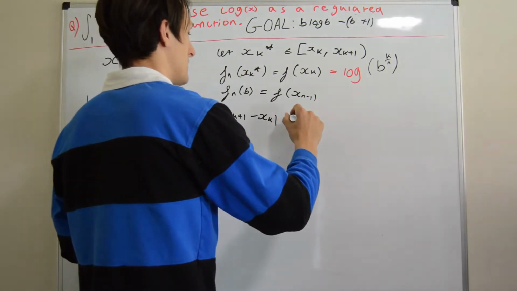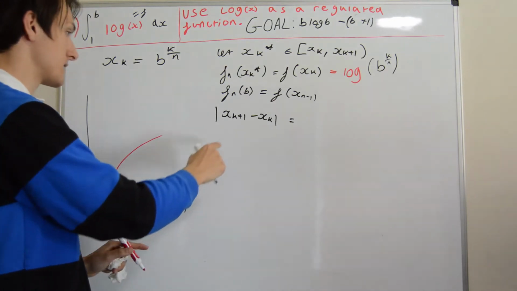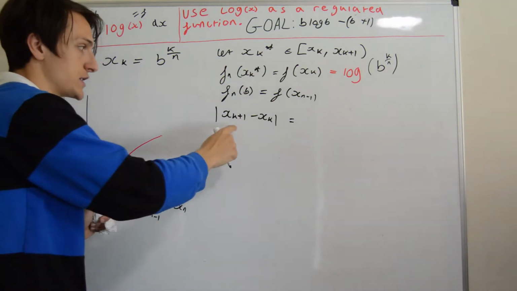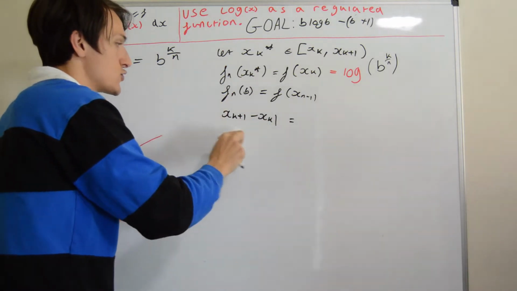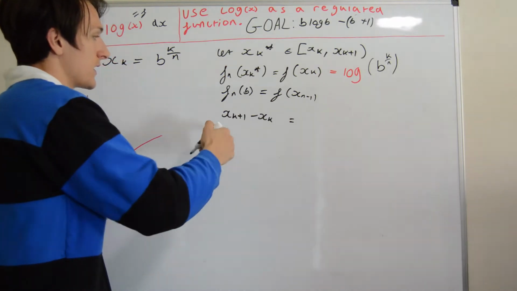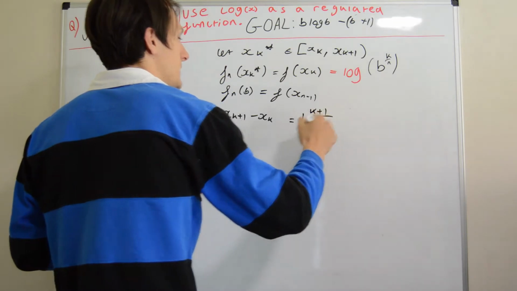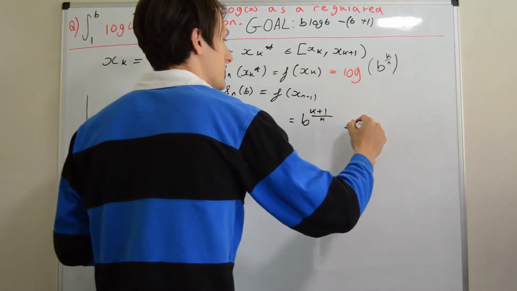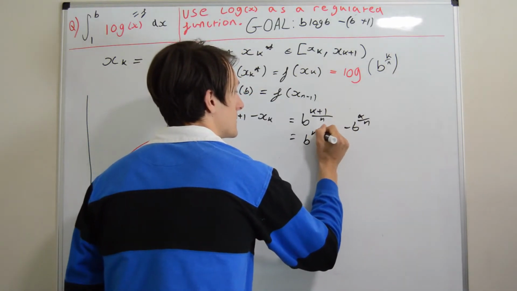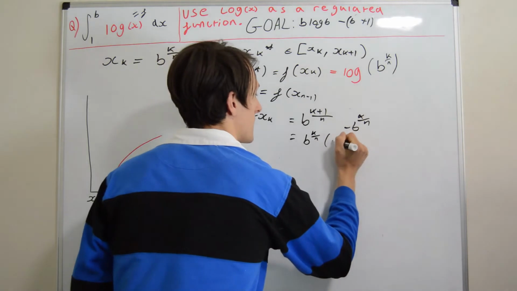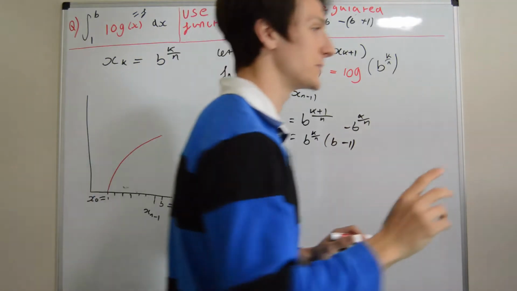So we have the modulus of, well, first of all, it's clear that the larger partition point is going to be bigger than the one before it. Okay, so I can just drop the modulus sign. And this is going to be equal to b to the k plus 1 divided by n minus b to the k divided by n. Let's neaten this up, so it's going to be b to the k over n, b minus 1. Again, let me double check.